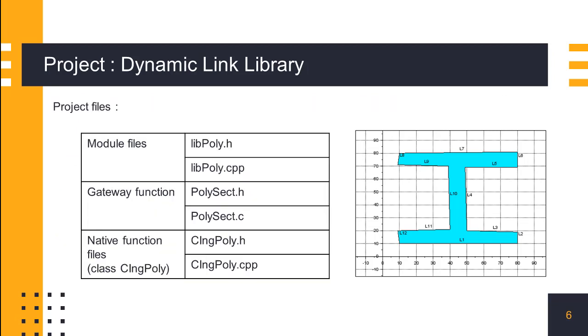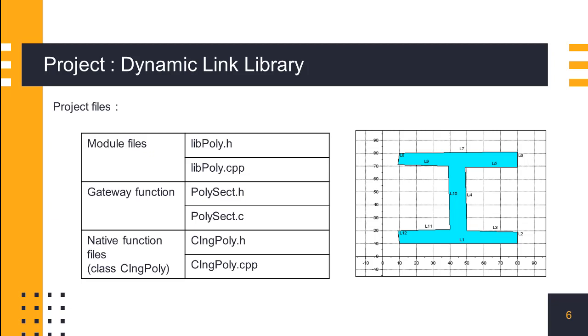Now, we look at the files which we need to define in our library. Module files will have the entry point function which will help the library to connect to Scilab, and connect the gateway function to Scilab. Our gateway function will have all the required Scilab API functions, to receive data and send it to our native function, and return results to Scilab.